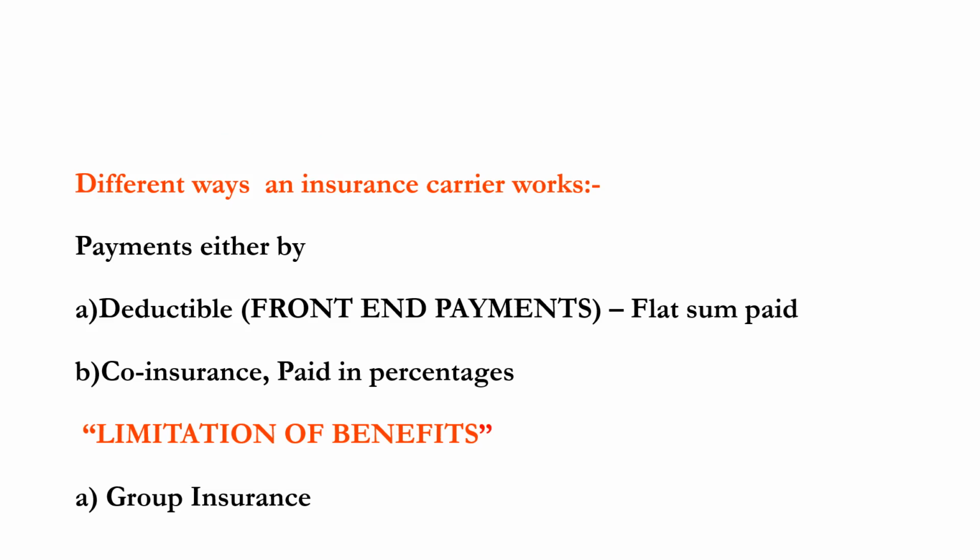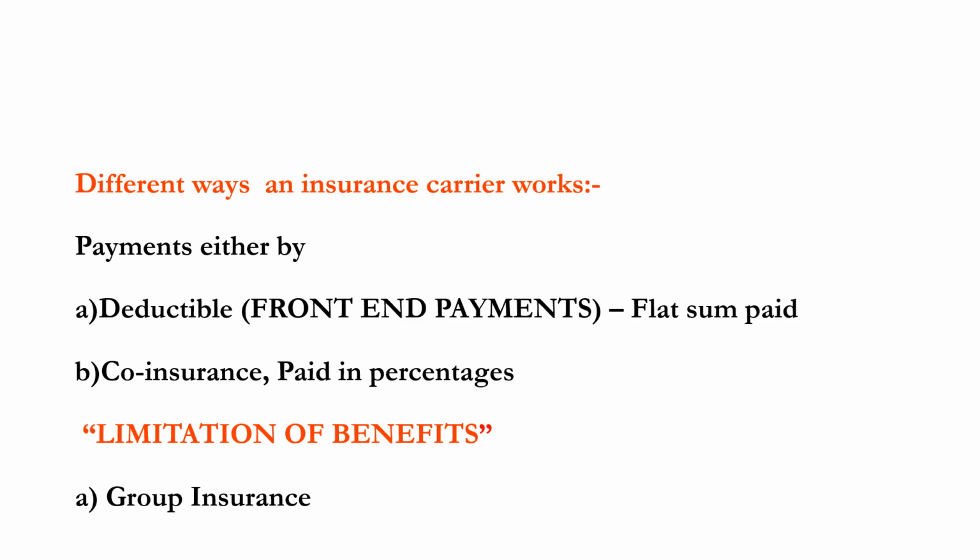What are the different ways insurance carriers work? That is, payments either by deductible, co-insurance, or group insurance. As I said, first is the deductible. It is a stipulated flat sum that the patient must pay towards the cost of the treatment before the benefits of the program go into effect. It is sometimes called front-end payment. That is, we should pay earlier, before the problem arises.